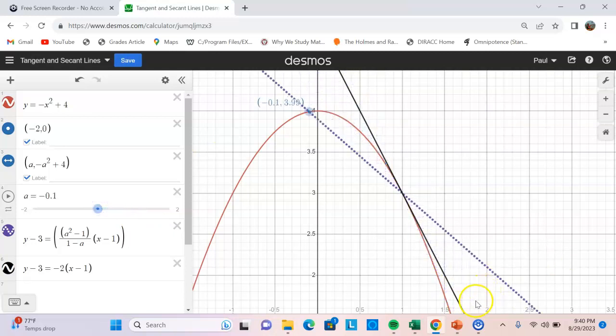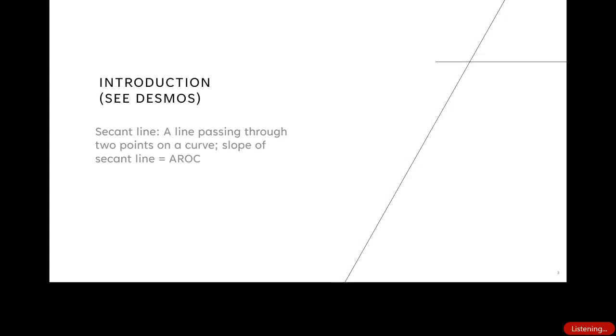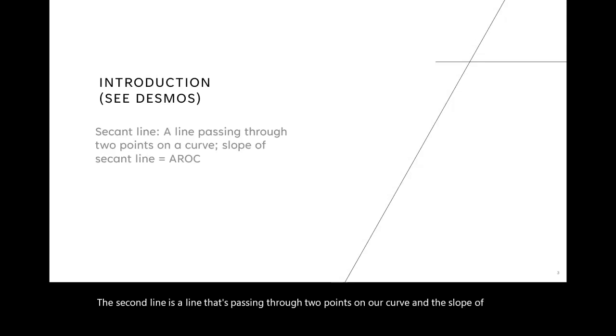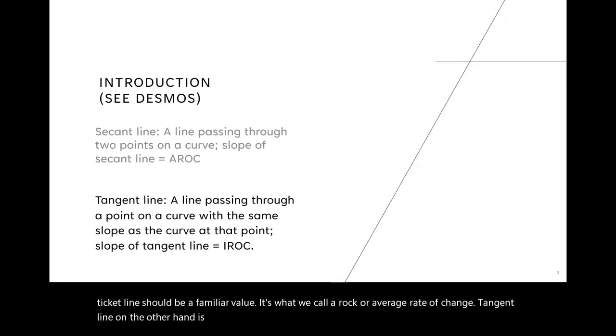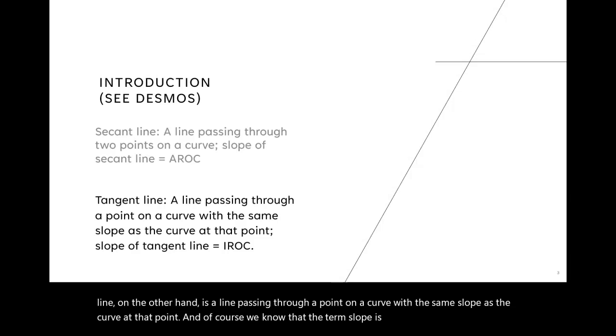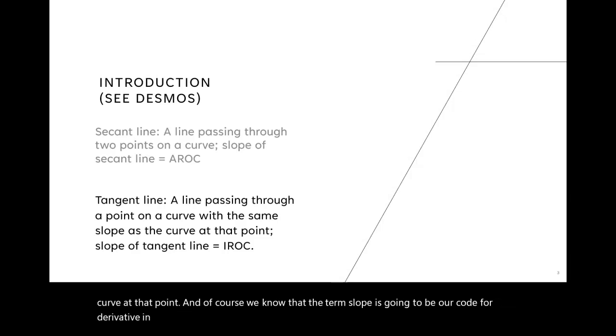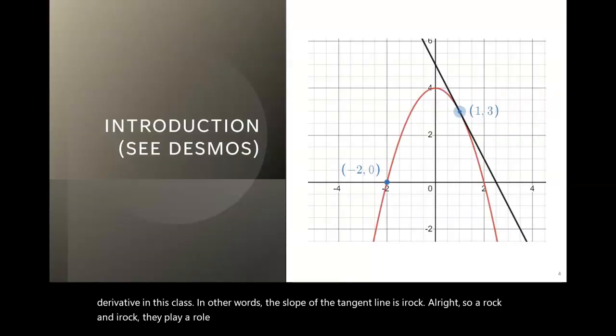All right, so let's do a quick little summary of that so we have that for our notes. A secant line is a line passing through 2 points on our curve, and the slope of that secant line should be a familiar value. It's what we call AROC, or average rate of change. A tangent line, on the other hand, is a line passing through a point on a curve with the same slope as the curve at that point. And of course, we know that the term slope is going to be our code for derivative in this class. In other words, the slope of the tangent line is IROC. So AROC and IROC play a role again in all this.